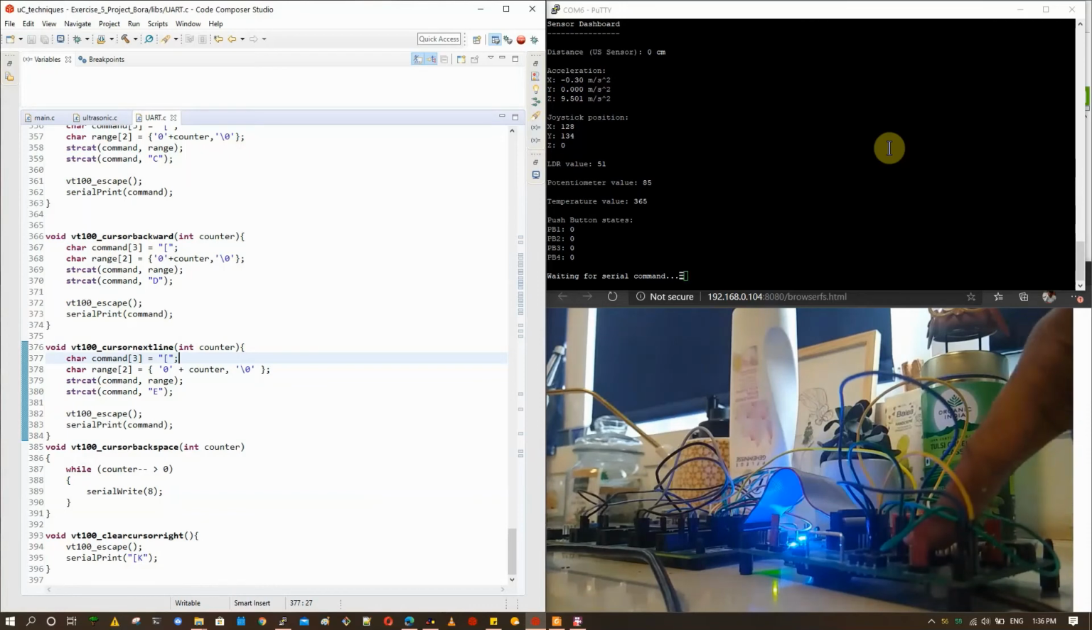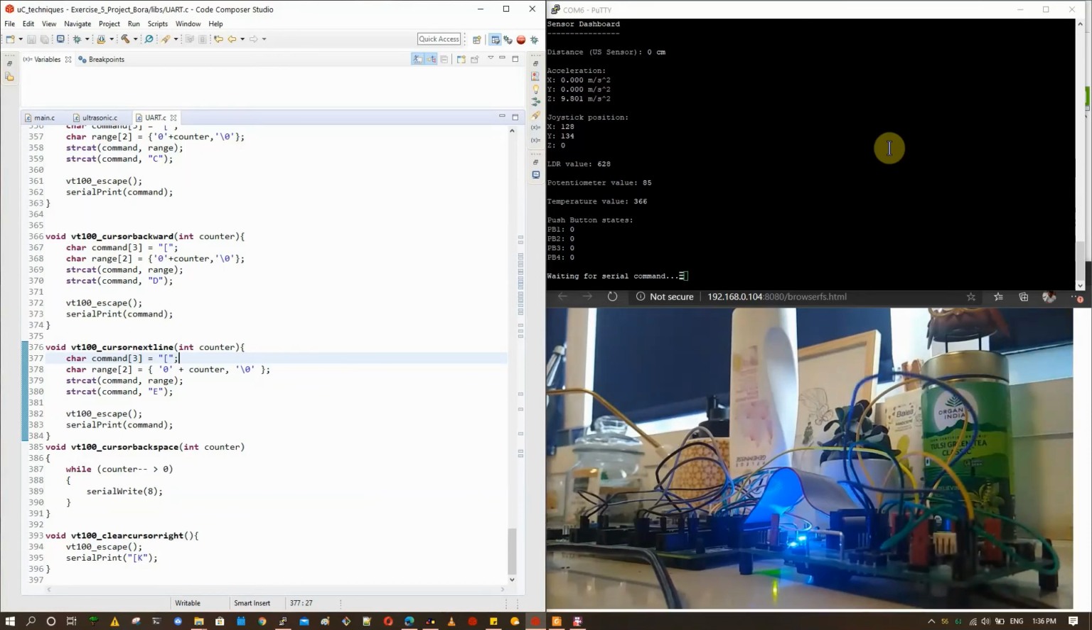Then what we shall do is we shall check the potentiometer ADC values. Let's increase it, and it shall give us the highest value possible, that is 123. And if we go down the other way, it should give us a 0. Yes, that's what it does.